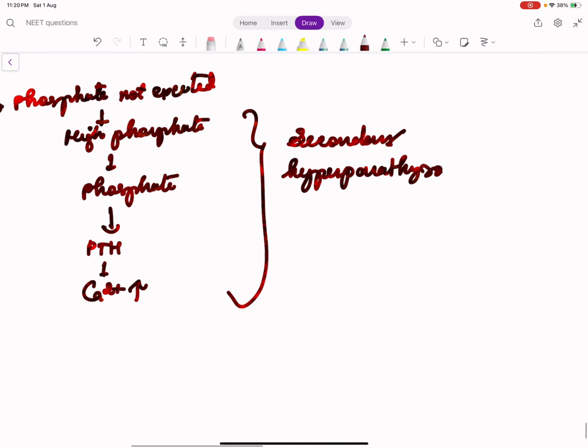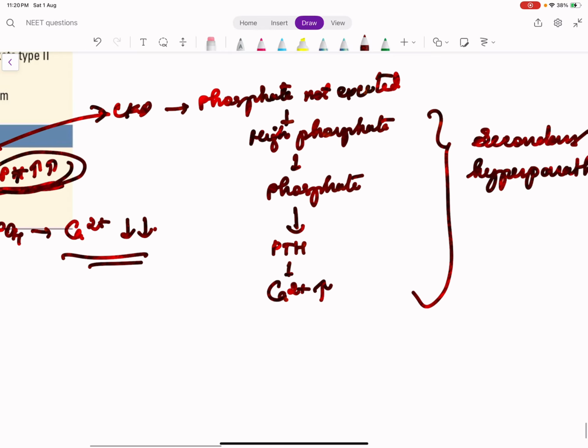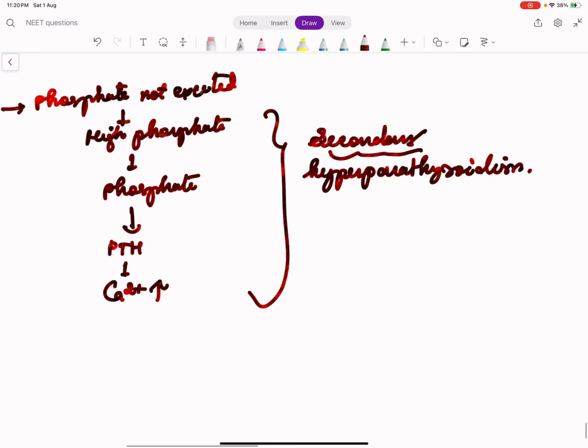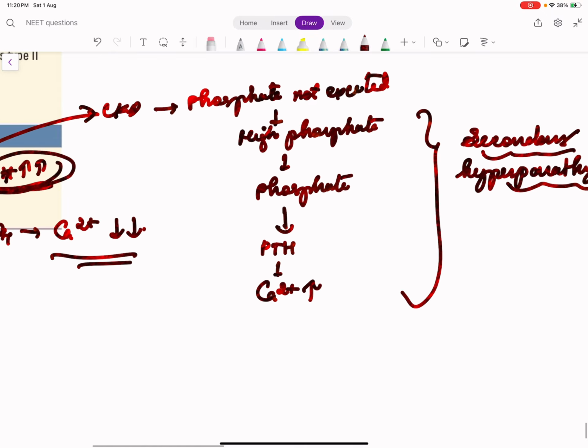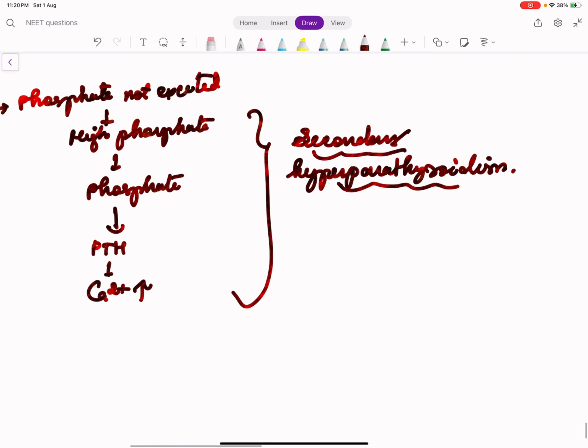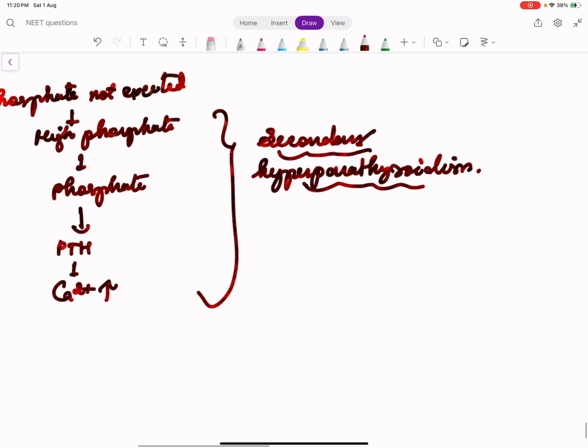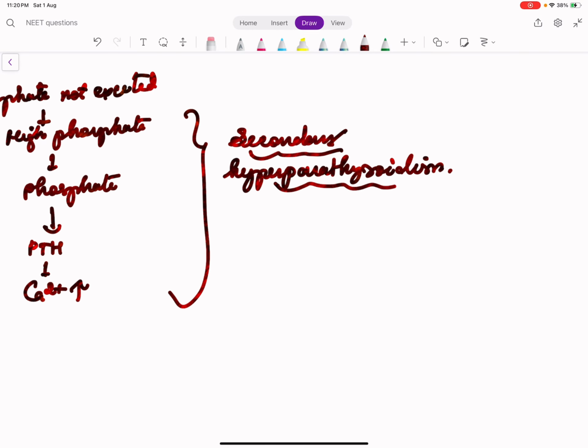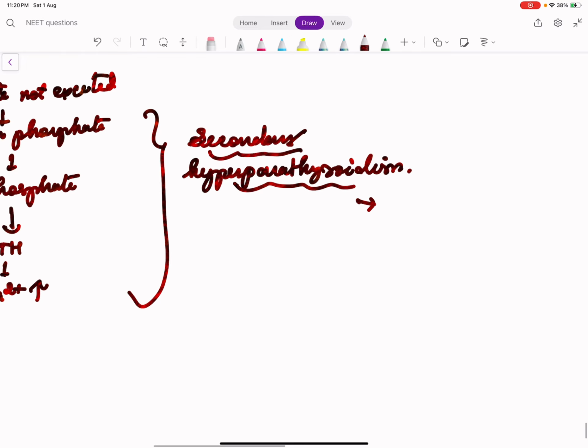So we know about the primary hyperparathyroidism, parathyroid hyperplasia or parathyroid adenoma. So this secondary hyperparathyroidism is in CKD, there is increased PTH secretion. This is secondary hyperparathyroidism. So when PTH is more, what does it do? It causes erosion of the bones. So that condition is called osteitis fibrosa cystica or von Recklinghausen tumors or the brown tumors, however we call it.